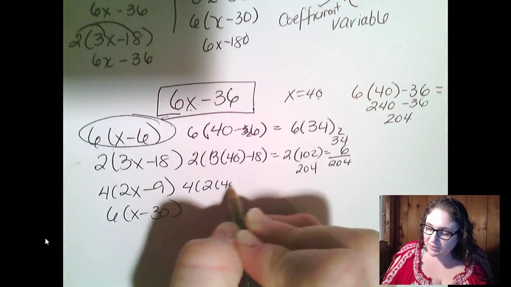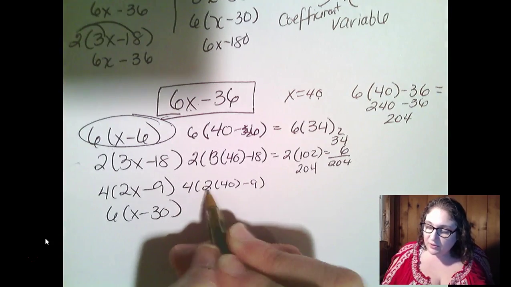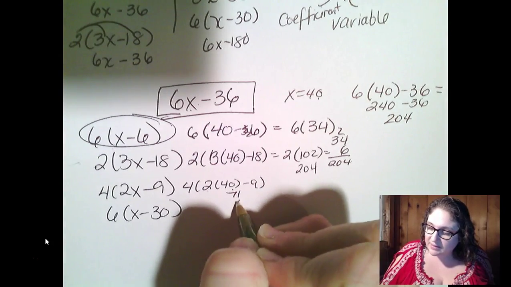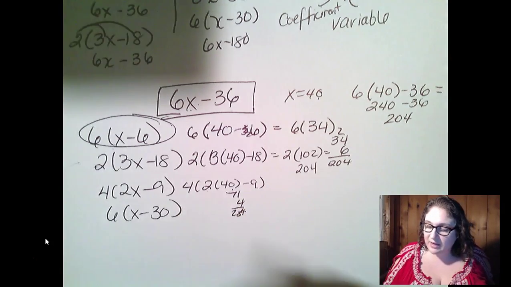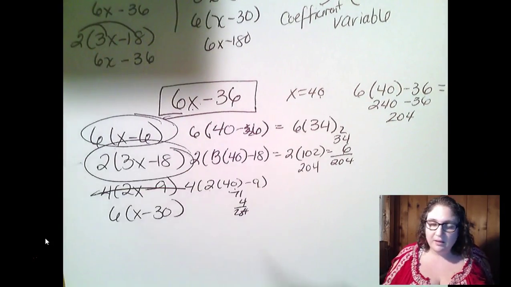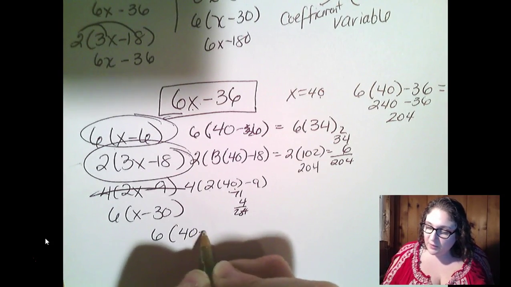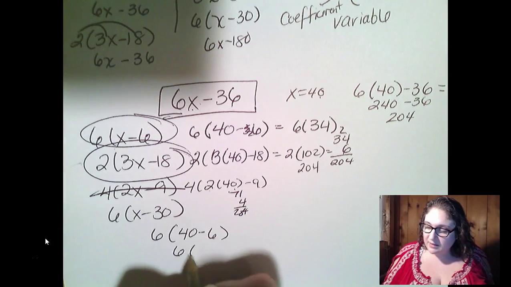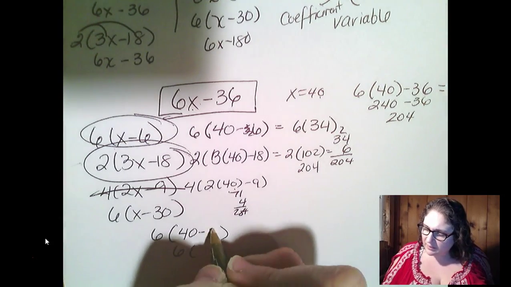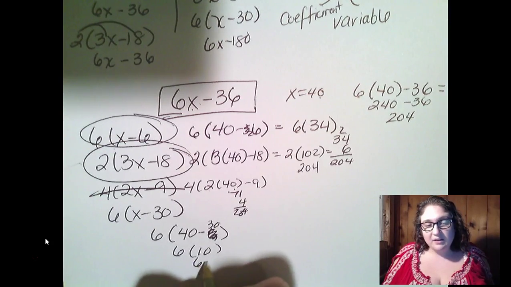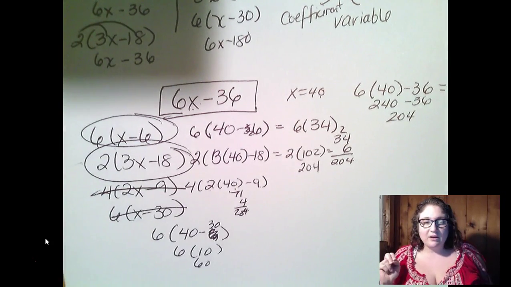4 times 2 times 40 minus 9. Well, 2 times 40 is 80, minus 9 is 71. So we've got 71 times 4 is 284, so that's not it. And last one, 6 times 40 minus 30. Oh, why did I write that? 6 times 40 minus 30 is 6 times 10, which is 60, which is also not correct.